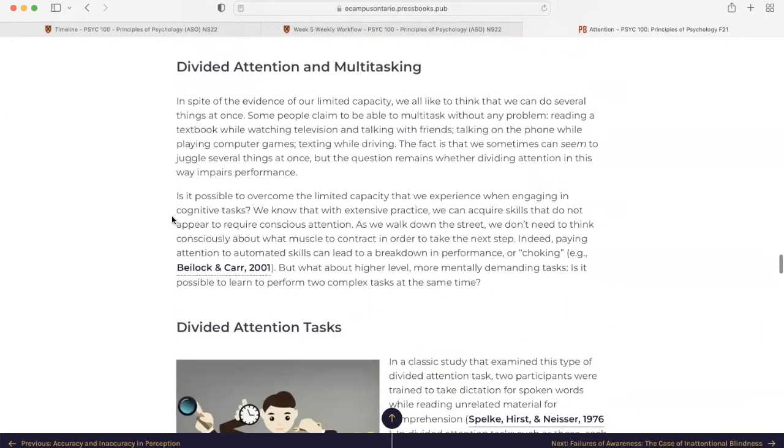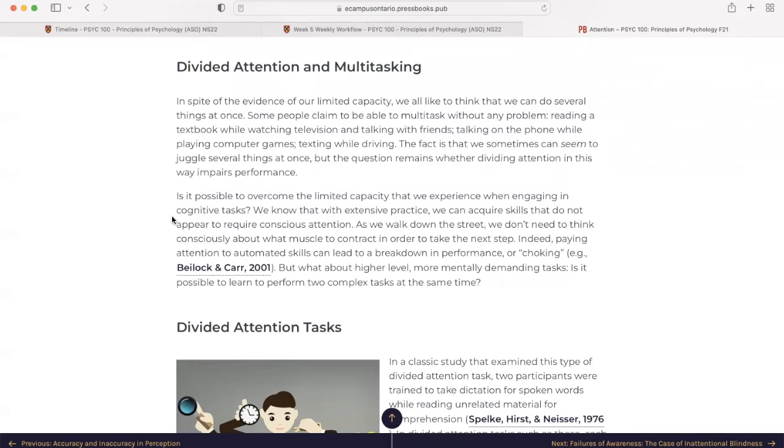Divided attention and multitasking. I like this one. In spite of the evidence of our limited capacity, we all like to think that we can do several things at once. Some people claim to be able to multitask without any problem, reading a textbook while watching television and talking with friends, talking on the phone while playing computer games, texting while driving. The fact is that we sometimes can seem to juggle several things at once, but the question remains whether dividing attention in this way impairs performance.